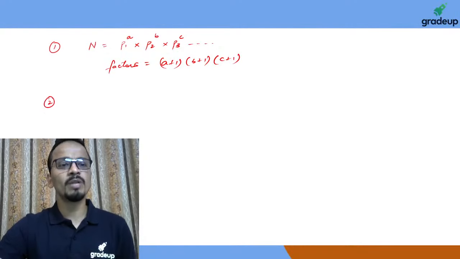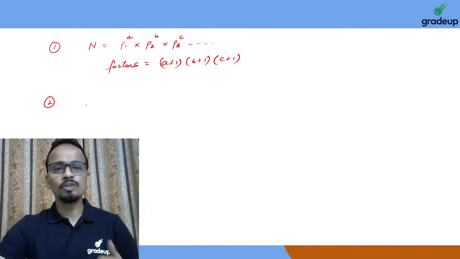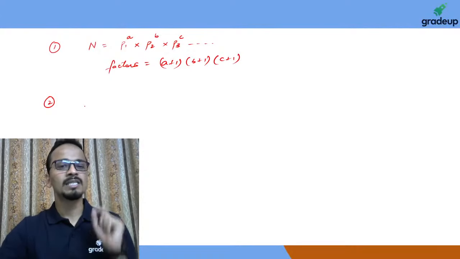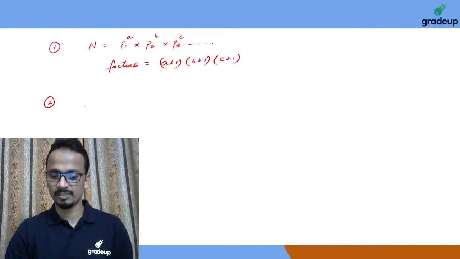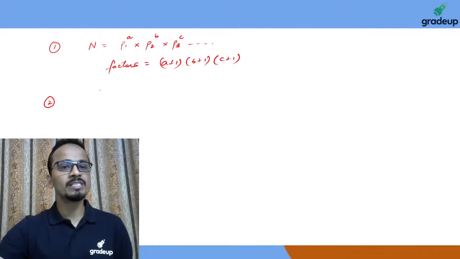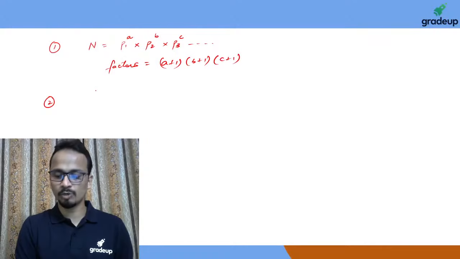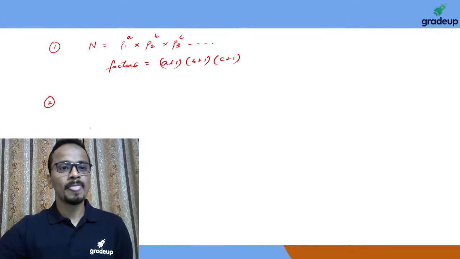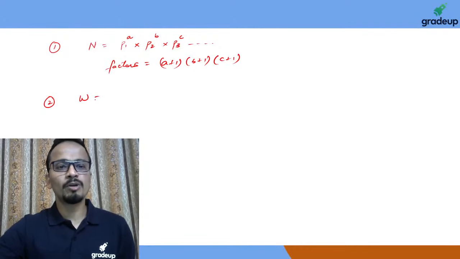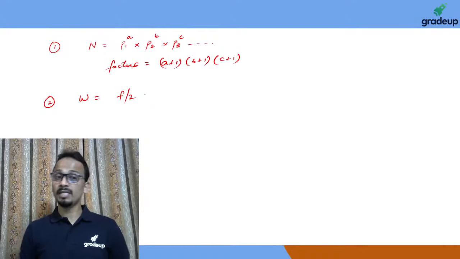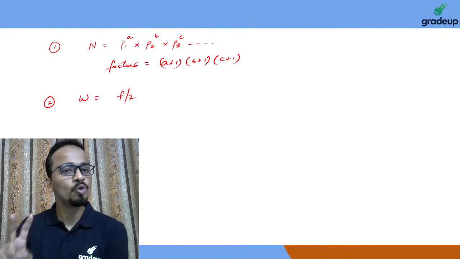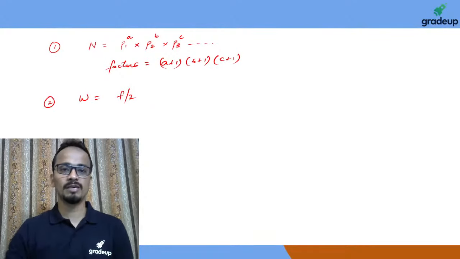Now the second formula was related to the number of ways in which a number can be written as the product of two factors. This formula was: number of ways is number of factors divided by 2. But if you remember, I told you two different versions of this formula.